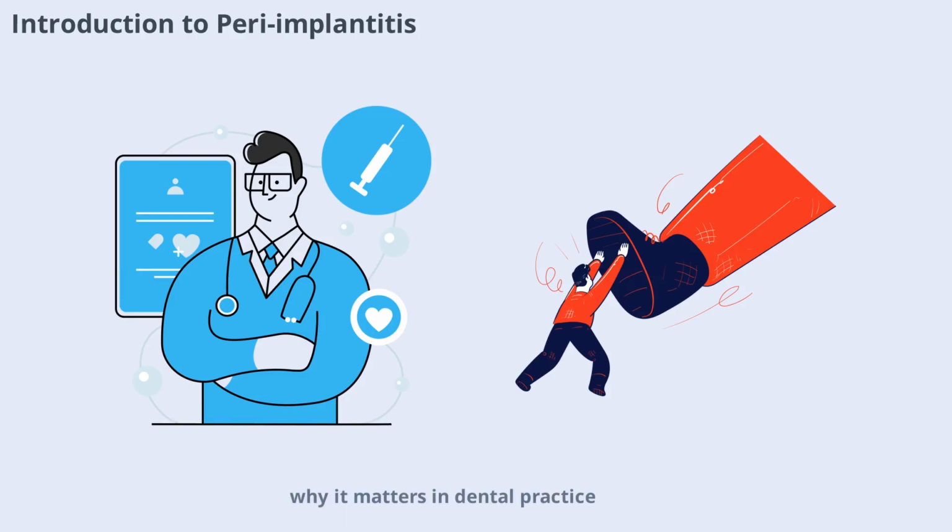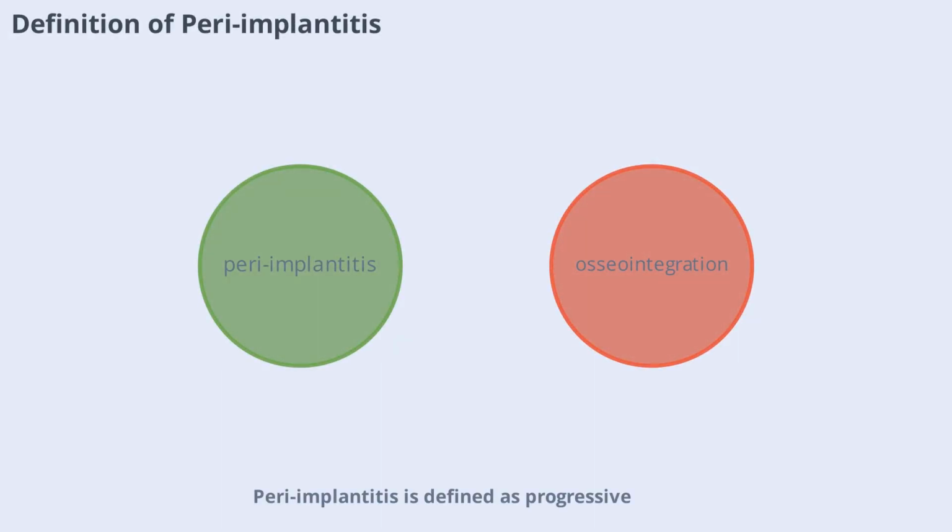Let's begin by defining peri-implantitis and why it matters in dental practice. Peri-implantitis is defined as progressive bone loss around a dental implant, accompanied by inflammation of the surrounding soft tissues. The process typically starts at the coronal portion of the implant, while the more apical part remains osseointegrated. This means the implant is still anchored in the bone, but the upper part is affected by disease. Importantly, clinical mobility of the implant is usually not observed until the later stages, making early detection essential for intervention.